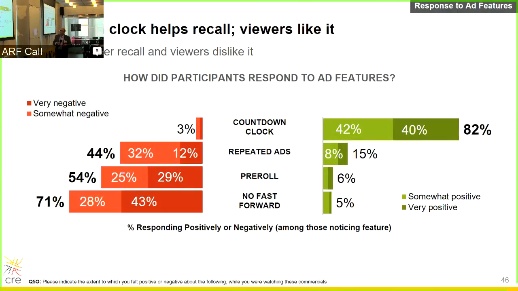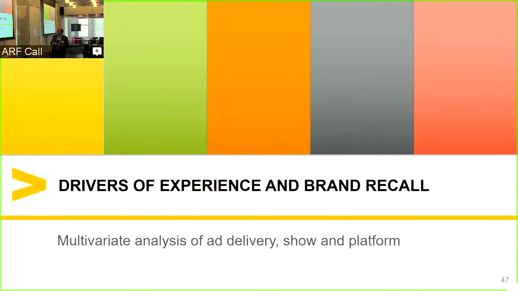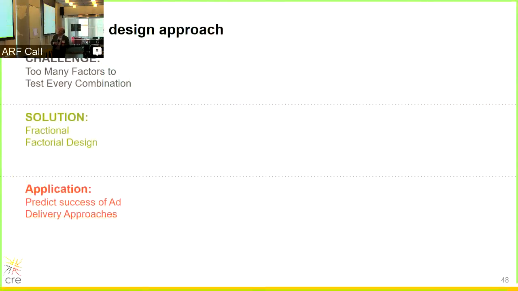Repeating ads, people don't like so much. Helps a little, but people don't like so much. Pre-roll, people don't like so much. And not having the capacity to fast forward, people don't like so much. So there's a trade-off between what people like and what's effective. Okay, driving experience and recall.